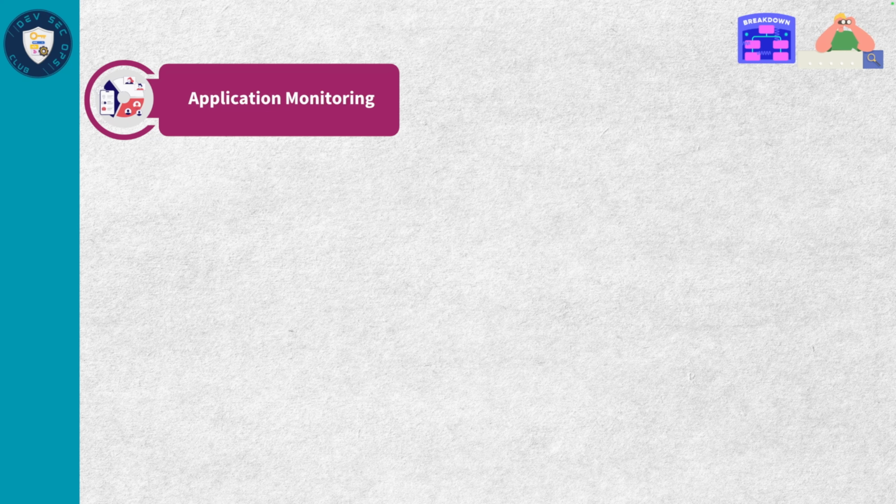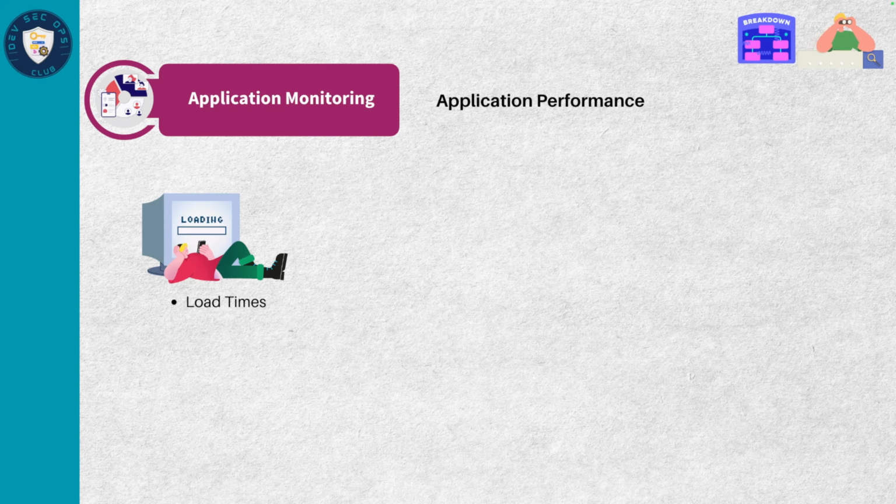Application monitoring focuses on ensuring that software, websites, and applications run efficiently, providing a smoother user experience and proactive issue detection. Let's break it down into key categories. So first one is application performance monitoring, where you monitor load times. Load times measure how quickly an application loads to prevent frustration of the user.